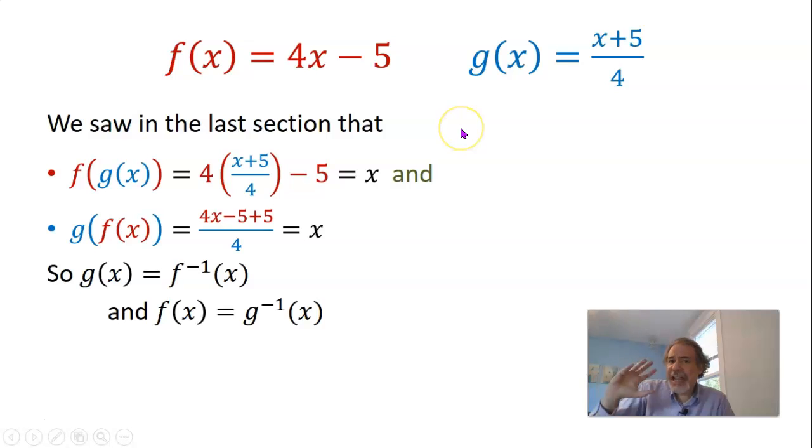One example we looked at the end of the last section, when we were talking about function composition, was where f of x was 4x minus 5, and g of x was (x plus 5) over 4. And we saw that if you compose those two functions together, f of g of x turned out to just be x, and g of f of x also simplified down to just x. So these two functions are inverses of one another. Instead of calling this blue function g, I could just call it f inverse. Or I could keep calling it g and then call the red function g inverse.